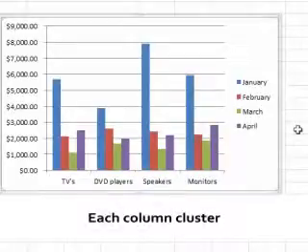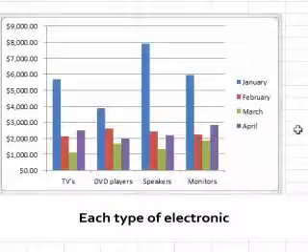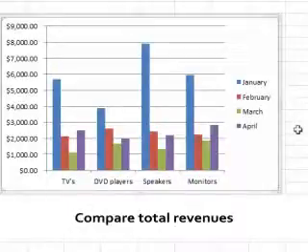Each column cluster now represents each type of electronic, so you can compare total revenues for each type of electronic individually over the 4 months.